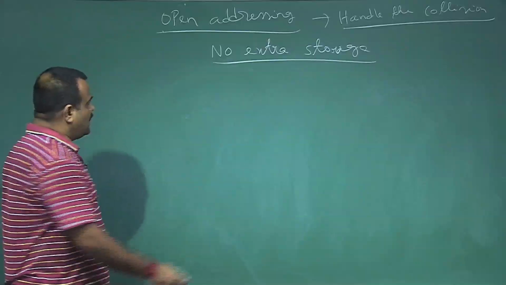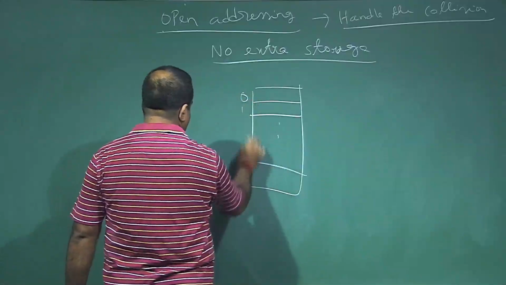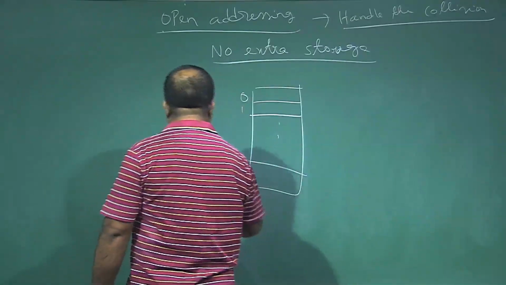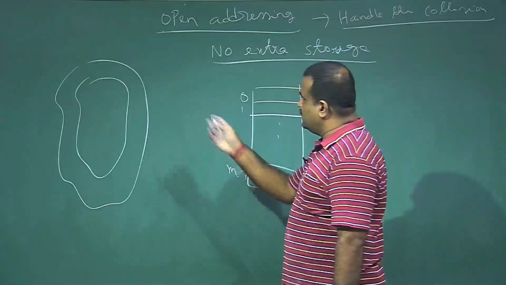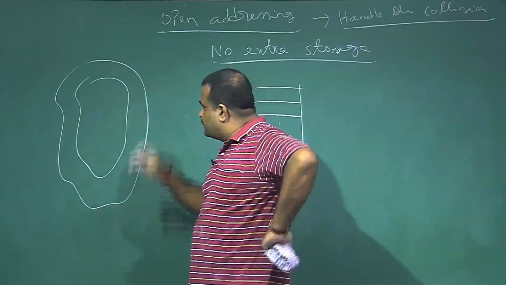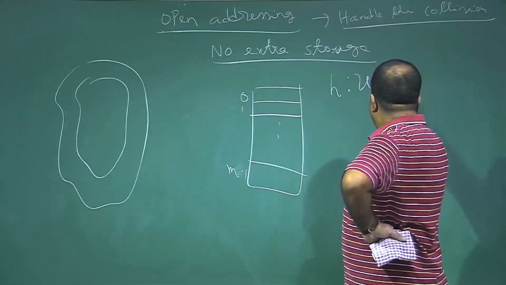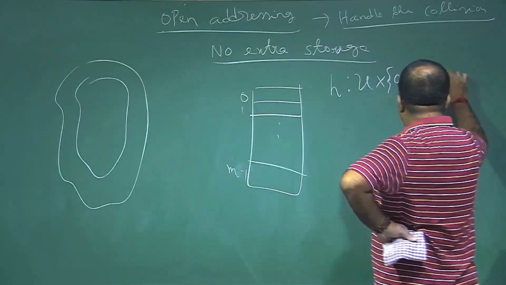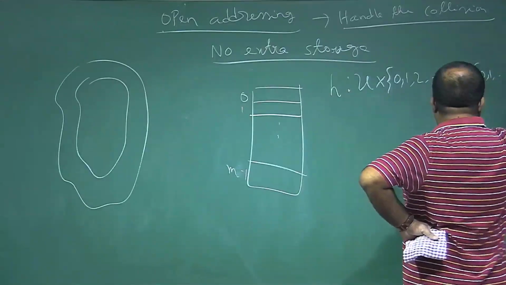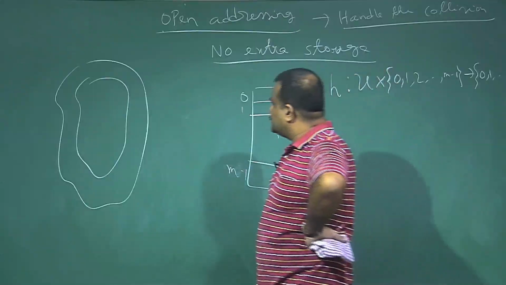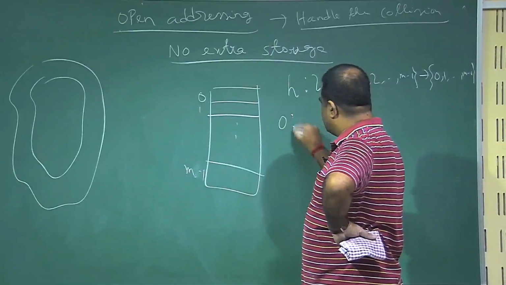Here we have a table of size m, with slots 0 to m minus 1, and we have n keys. Our hash function is basically a family of hash functions. We first apply the first probe, the 0th probe.